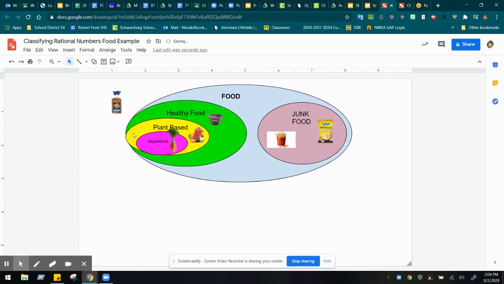So it's just plant-based. And bread, I see bread, it's wheat bread, so I'm going to go ahead and put that in the healthy category. It's healthy, but it's not plant-based, and it's food. So from this, using just regular items, I wanted you to see that that's how you can categorize something and how it can fall under more than one category.